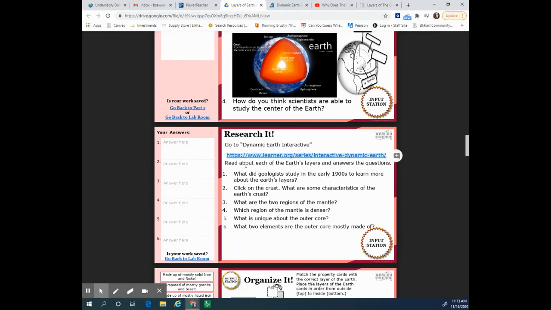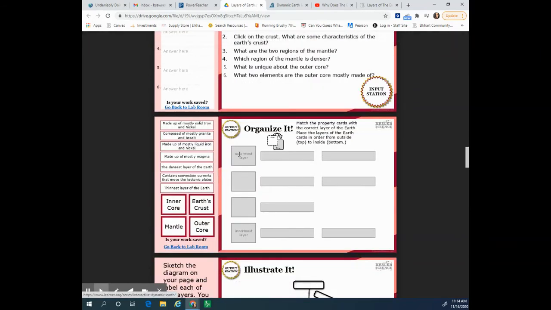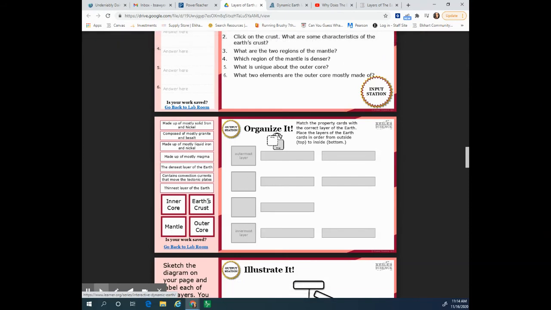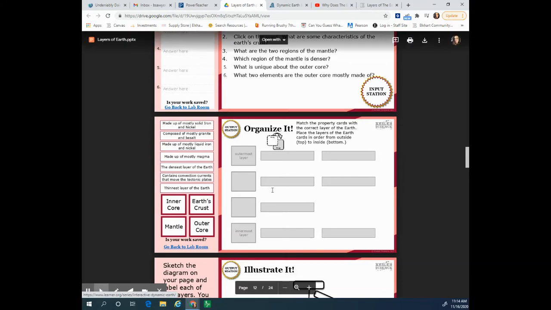So after listening to those facts, you're going to answer these questions right here. You're going to put the outermost layer first, all the way to the innermost layer. Then you're going to match where these go. Do they go with the mantle? Do they go with the outer core, Earth's crust, or inner core?